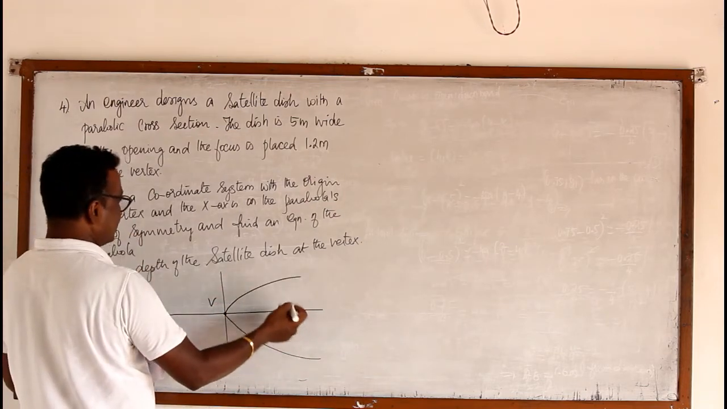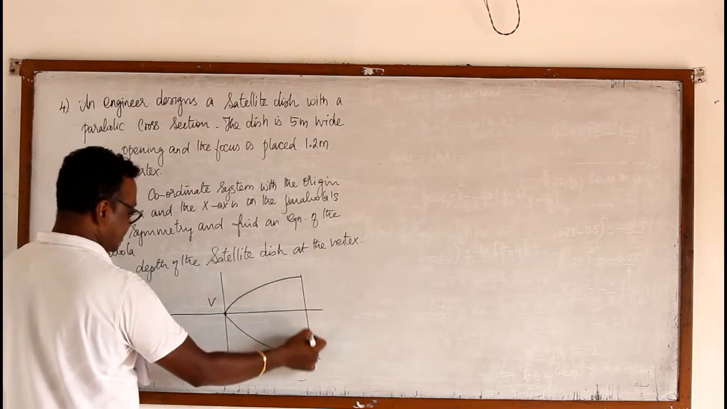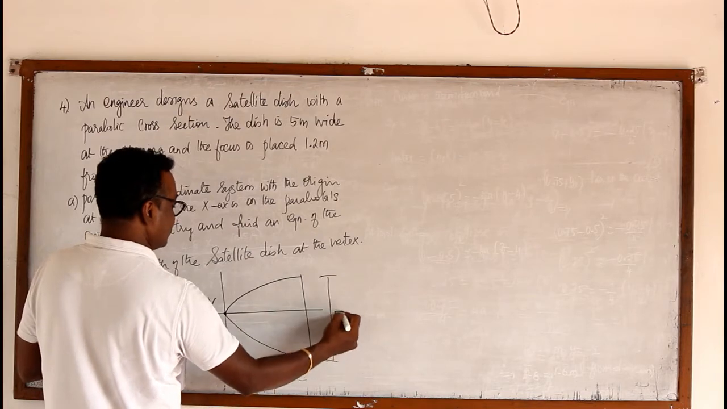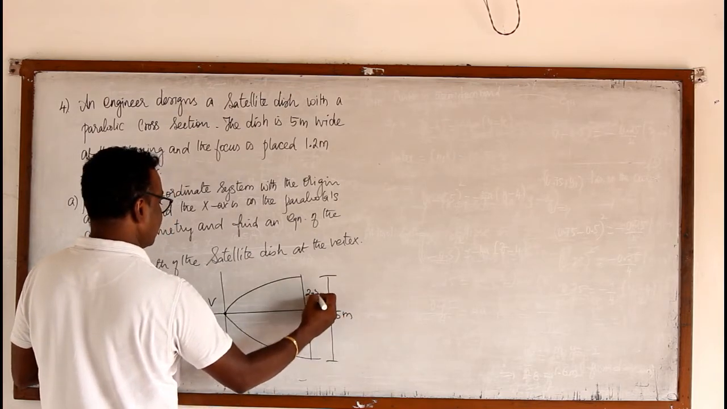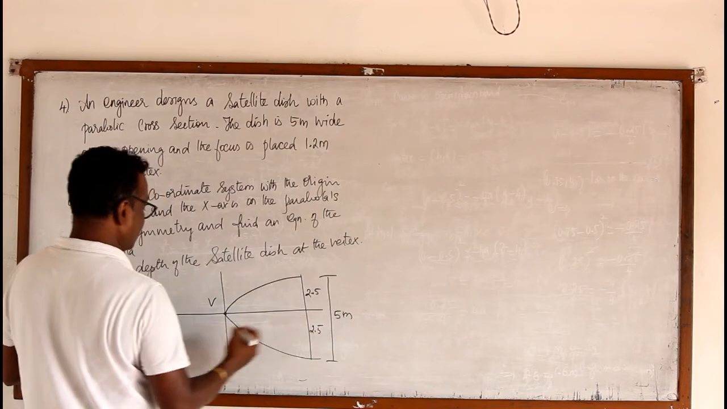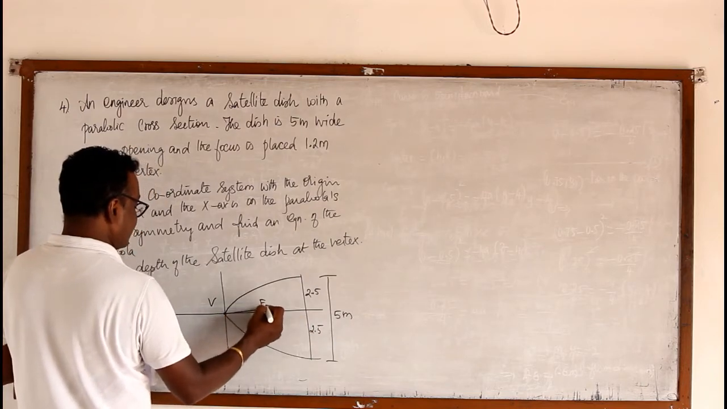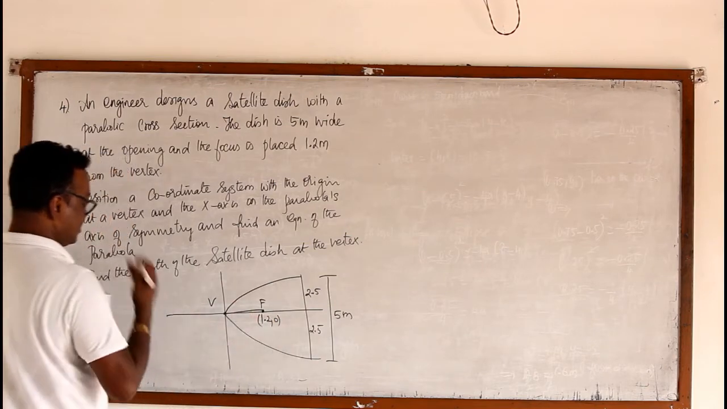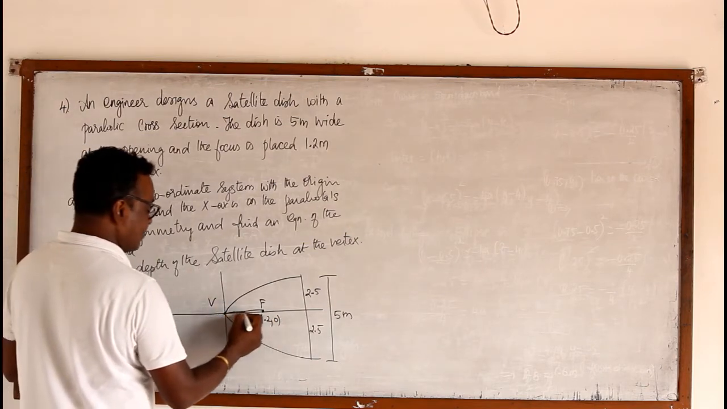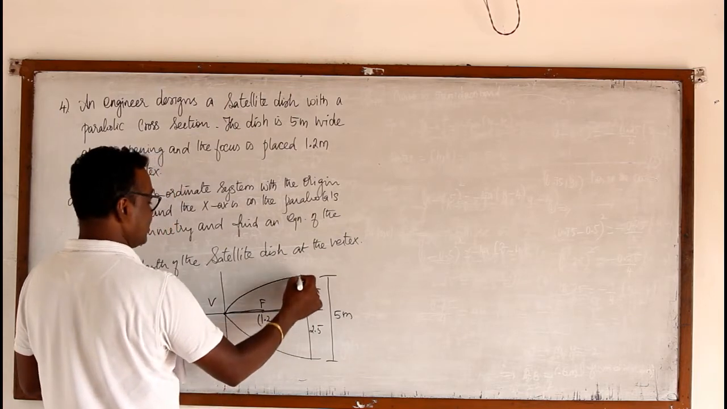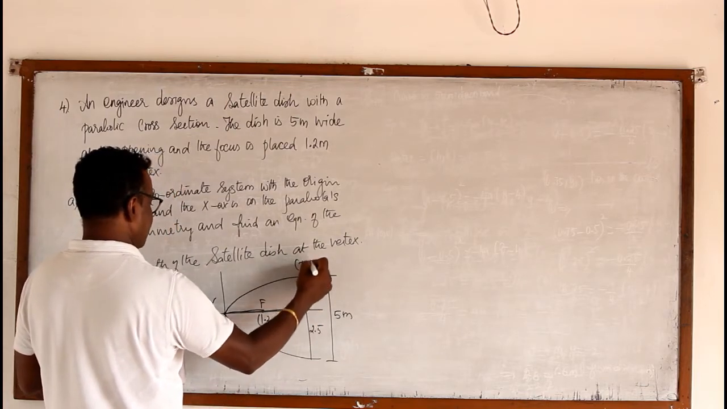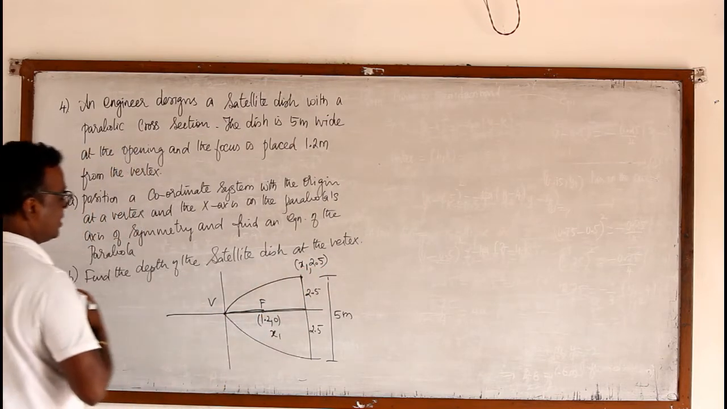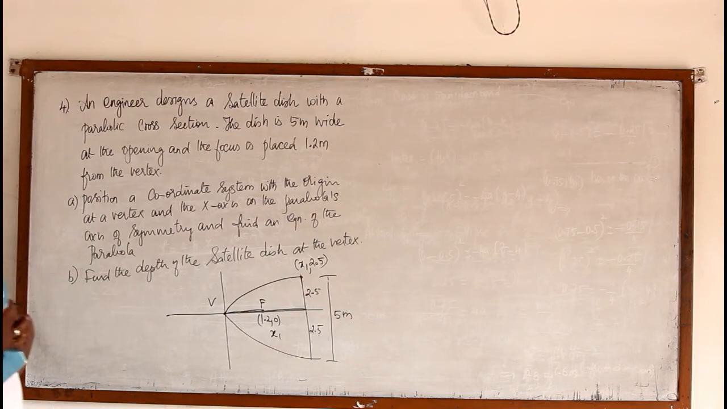So if it is open rightward, then this is the width. The width is given as 5 meters. That means I can say this one is 2.5 and this one is 2.5. And then the focus they told is 1.2 meters. So this point is (1.2, 0). Then I can say if the depth is x1, then this point is (x1, 2.5). Then I have to find out the value of x1.